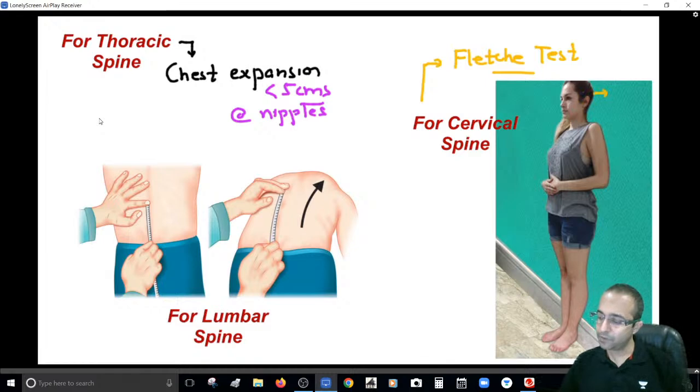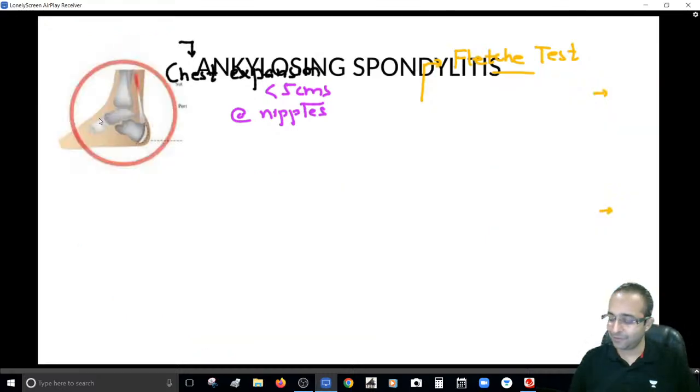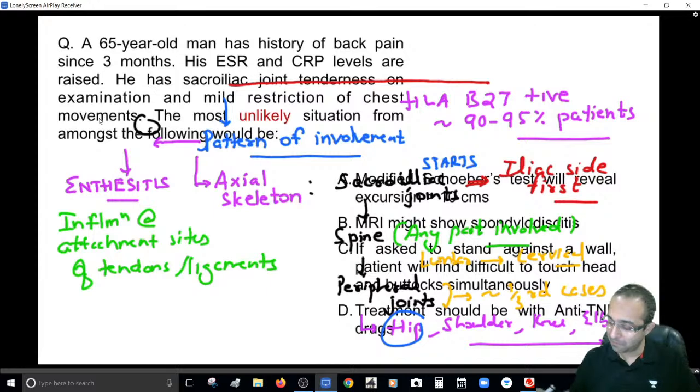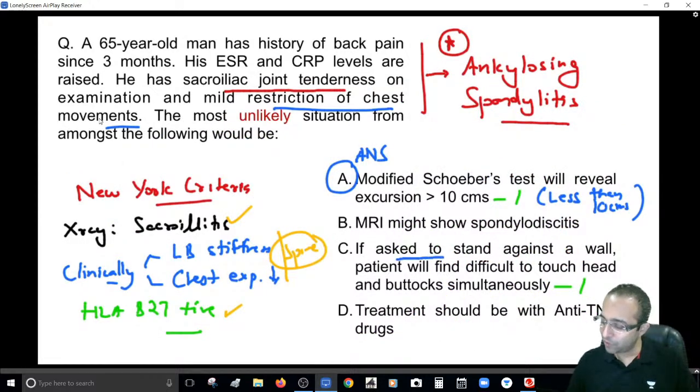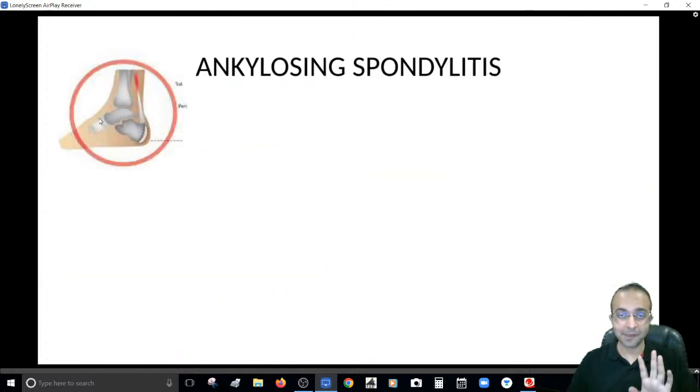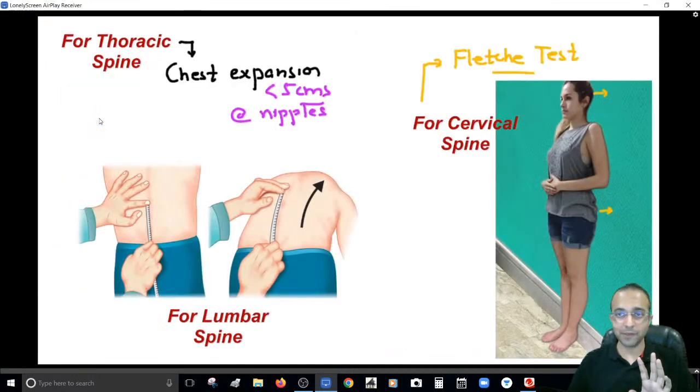Ask the person to touch the neck and the buttocks in a single go. If the cervical spine is involved, the neck will bend forwards and you can't touch the two together. This choice here: if asked to touch against a wall, the patient will find it difficult to touch the head and buttocks simultaneously. This is correct. Okay, so this is not wrong. You were supposed to pick up the wrong choice. Clear? Because the Flechy test is going to be positive, because the cervical spine might be involved.